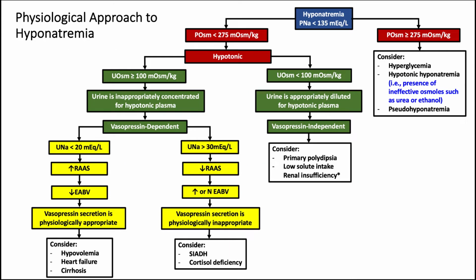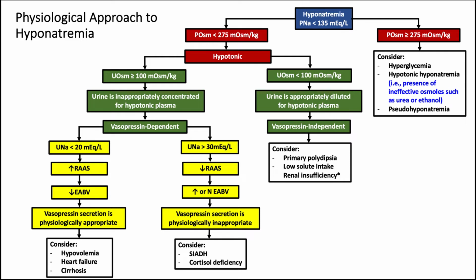So what is my physiological approach to hyponatremia? So the first thing is, once you confirm hyponatremia, you look at the plasma osmolality. If it's 275 or more, consider first of all hyperglycemia, look at the glucose. Consider a hypotonic hyponatremia in the presence of ineffective osmoles, such as urea or ethanol. Very common. And finally, pseudohyponatremia.